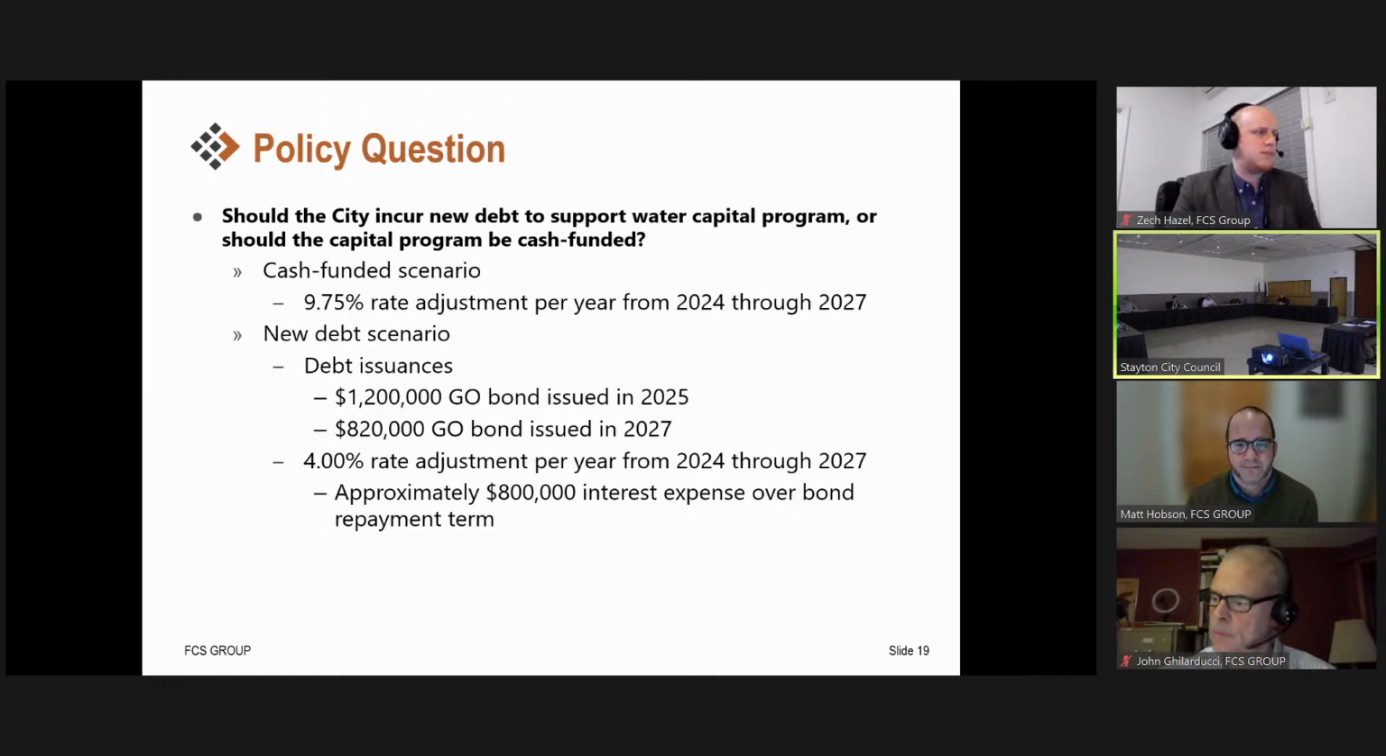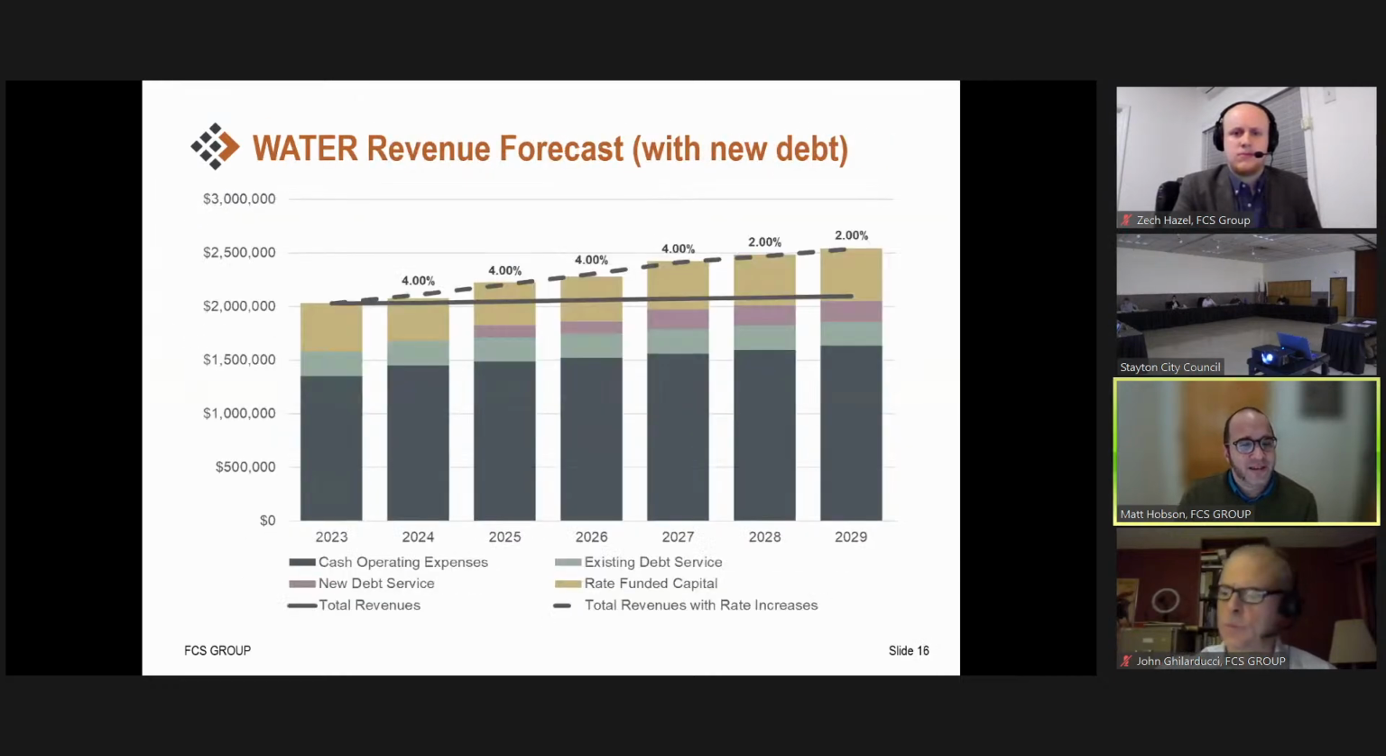Gotcha. I guess my question is, how do you predict a straight line if we do nothing when we've actually been raising our rates, even this year, more than 9%? I see. I think if I understand the question on this chart here specifically.